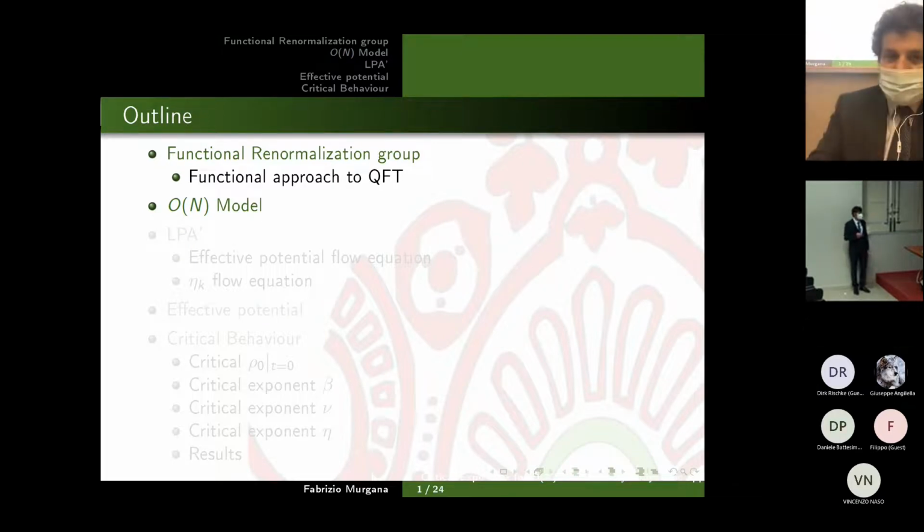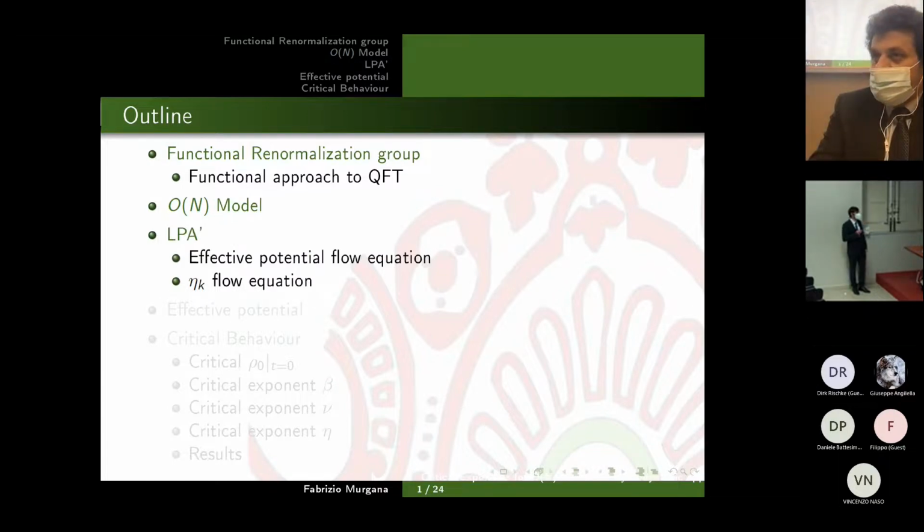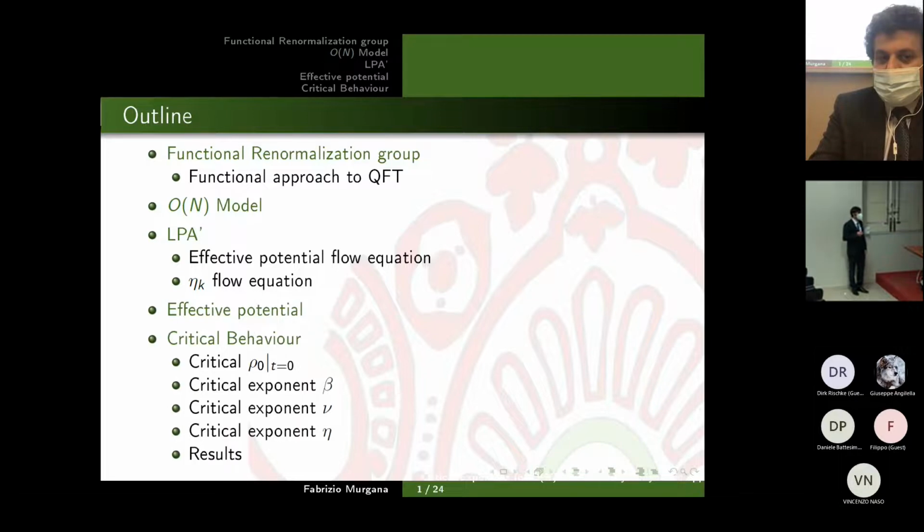First of all, let's see an outline of what I'm going to present. We will see something about the functional approach to quantum field theory, as Professor Greco introduced. Then I will briefly discuss the O(N) model and its symmetry. And then I will face the problem of solving the flow equations deriving from this O(N) model, both in LPA, which I don't have the time to present, but in this presentation I will talk about LPA prime, and in particular the two flow equations about effective potential and anomalous dimension. Then we see some plots about the effective potential, and then the main results, which are the critical exponents and the critical behavior of the system close to the second order phase transition.